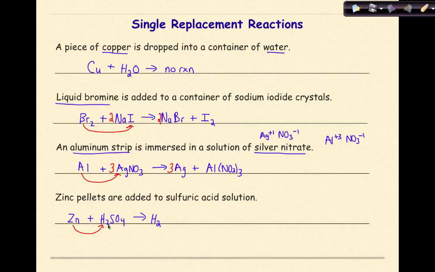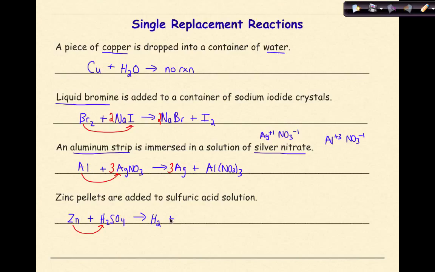Now don't think that hydrogen here is a polyatomic. It is not. It is H plus 1. This 2 right here is coming from the sulfate ion because we know sulfate is SO4 minus 2. So be wary of that. That's incorrect to assume that there's a diatomic in this formula for sulfuric acid.